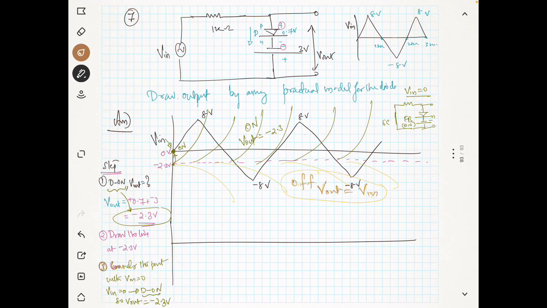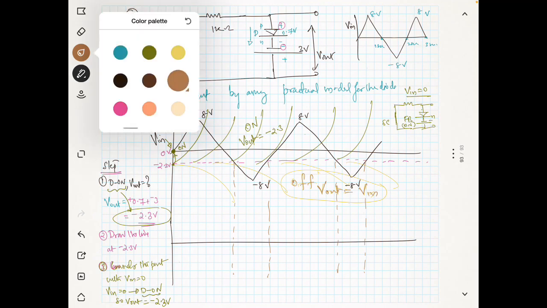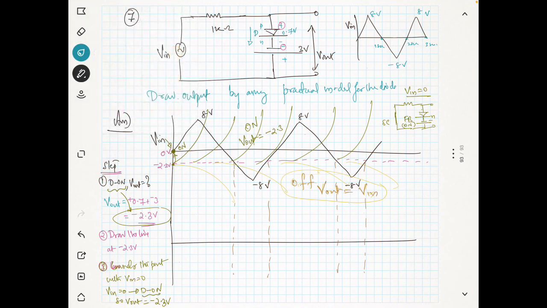Now you will see here, I will draw these lines, joining lines. I want to extend all these lines to draw the output. Now if I take any point, I will choose a suitable color here. Now, this is good. You can see if you consider all the points up to here, all are above the line, so you know that the diode is in on state. When the diode is in on state, the output will be minus 2.3.